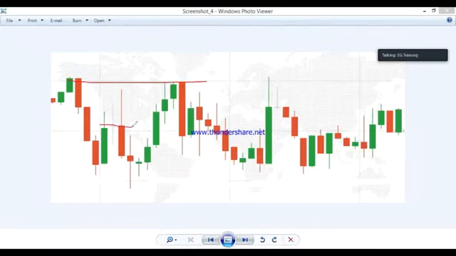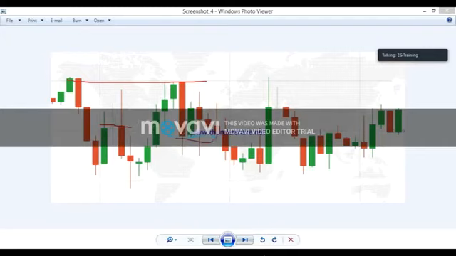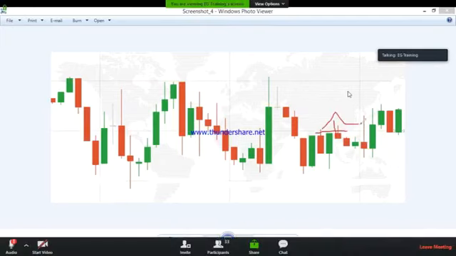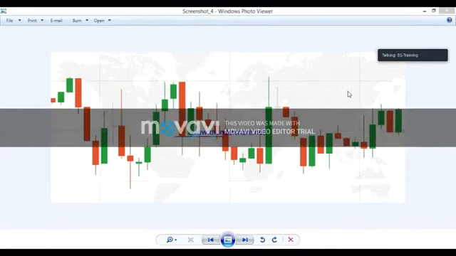Here the market didn't respect. Here also. Here it respected. Here also it respected. Here we don't know. Sometimes the market will reverse, sometimes because of this strong candle it will go up. So we can't trust this level. And here sometimes it will reverse, sometimes it will continue. We can't trust this level.